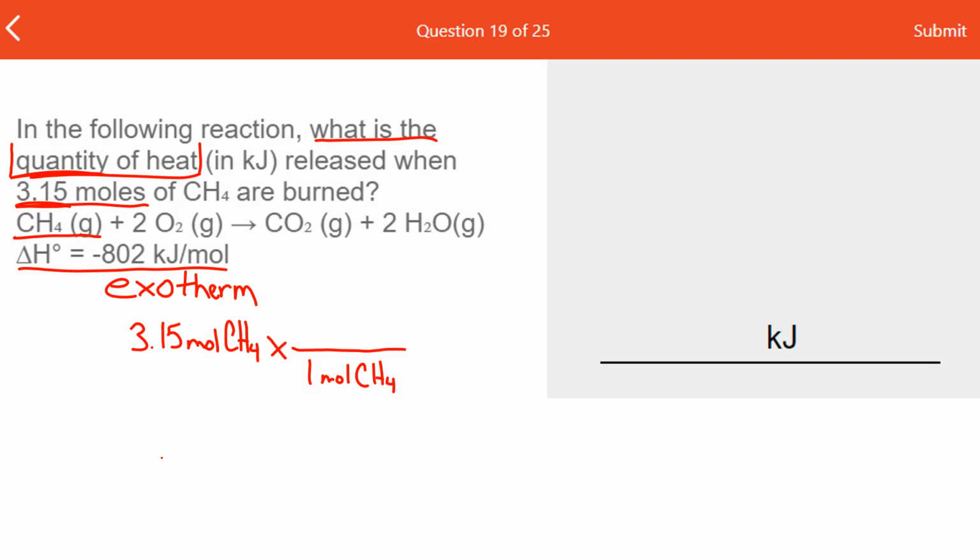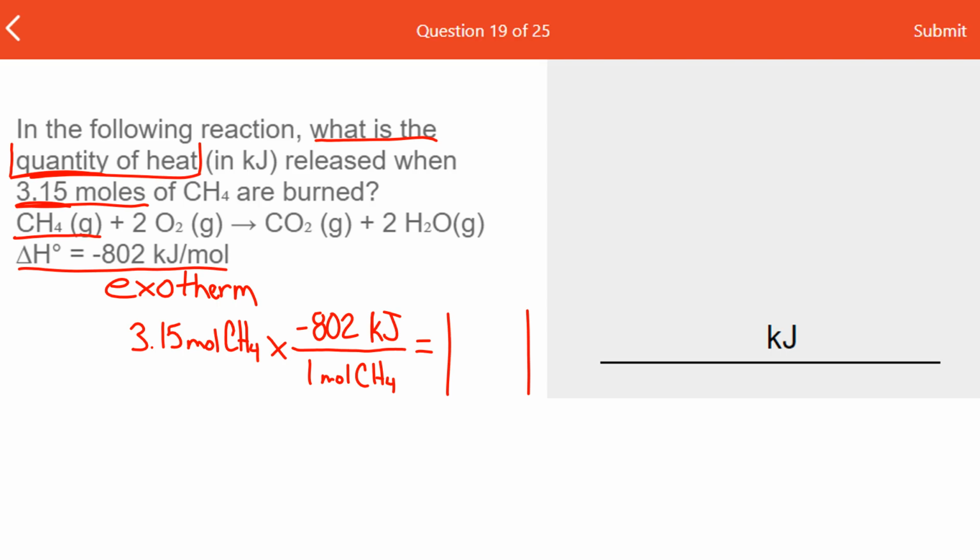And it wants to know the amount of heat released in kilojoules. So I look for anything that tells me kilojoules. The negative 802. If I would have had a coefficient of 2 in front of CH4, I would have put a 2 on the bottom there. But since I didn't have a coefficient of anything, I just used the 1 mole. So I'm going to do my math here. And whatever I get, the absolute value of whatever I get is going to go in that blank.